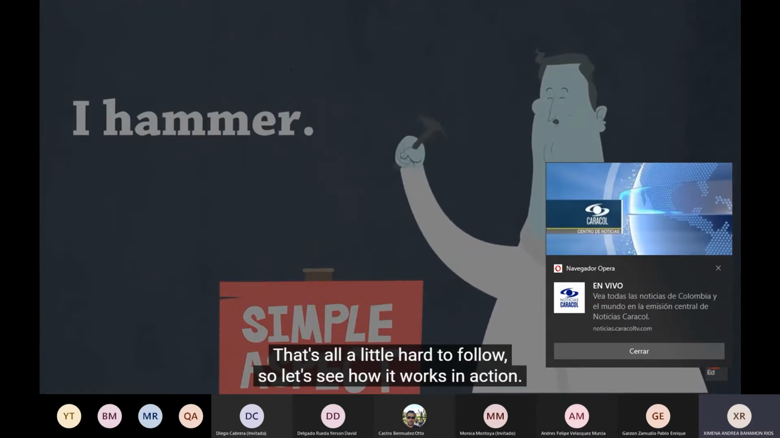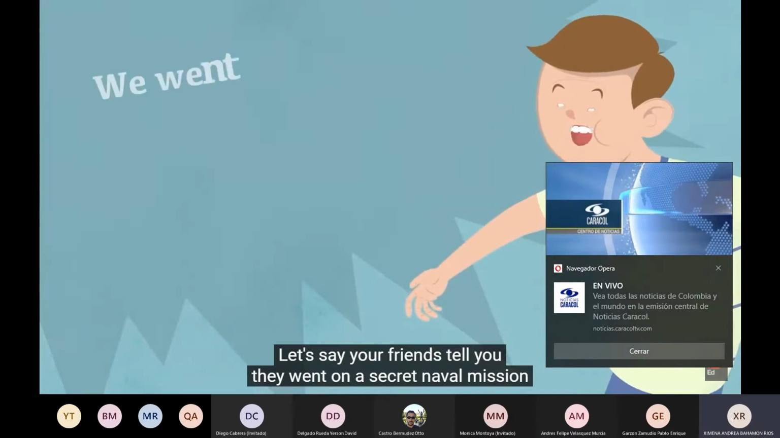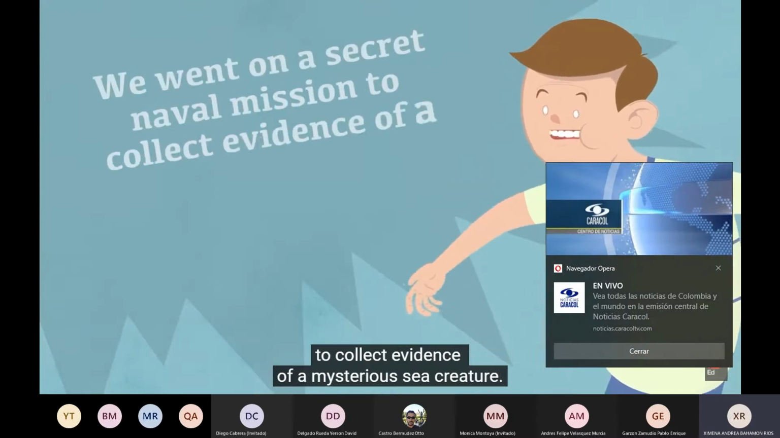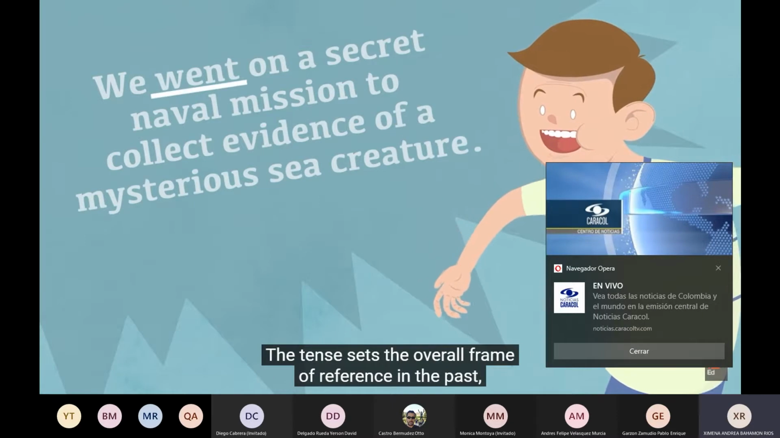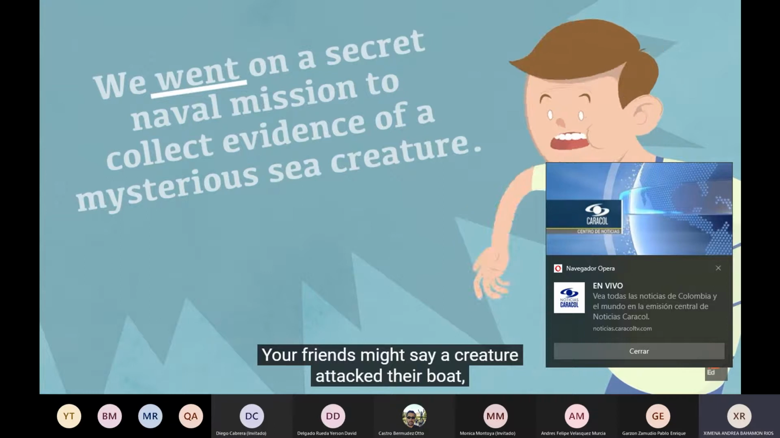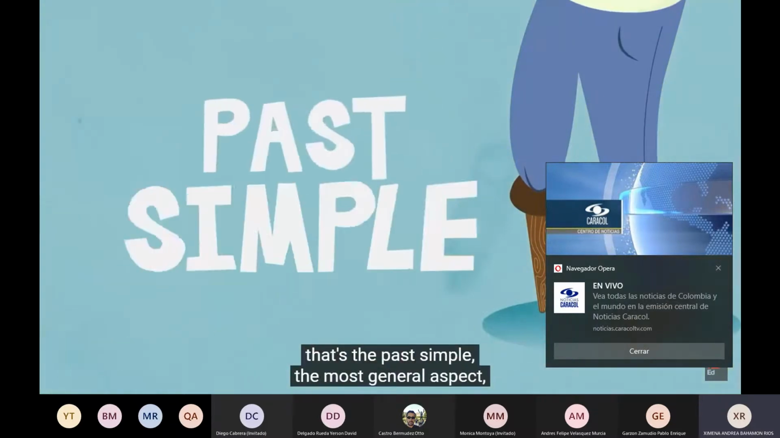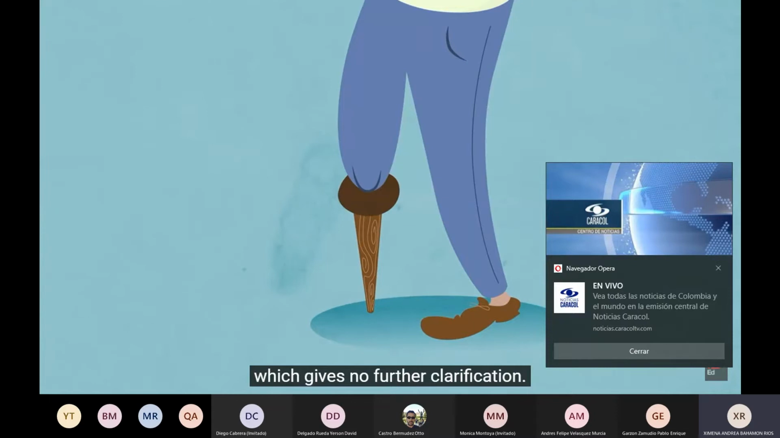That's all a little hard to follow, so let's see how it works in action. Let's say your friends tell you they went on a secret naval mission to collect evidence of a mysterious sea creature. The tense sets the overall frame of reference in the past, but within that, there are many options. Your friends might say a creature attacked their boat. That's the past simple, the most general aspect, which gives no further clarification.